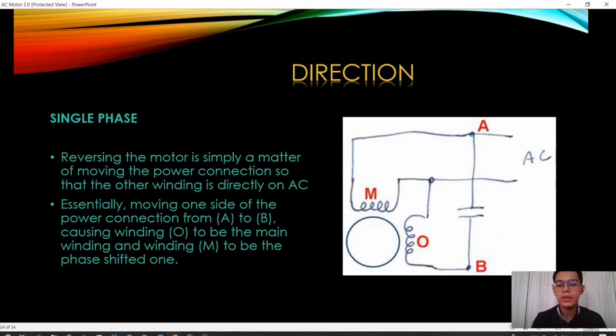Okay, from the graph, where O is the phase shifted and M is the main, this graph shows that the rotation of the motor is clockwise. But by simply changing the placing of winding A to B and B to A, it means that O will now become M and M will now become O. This will change the direction of the motor, meaning that the motor will now rotate in a counterclockwise direction.